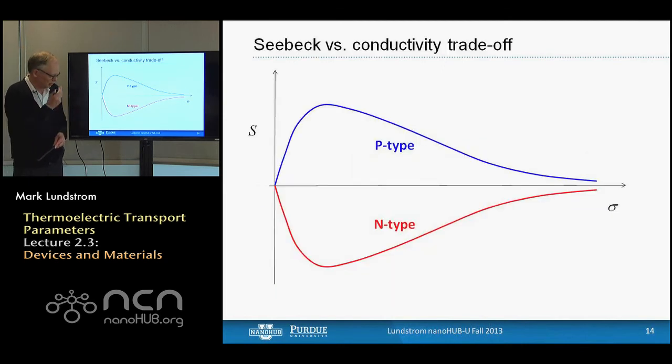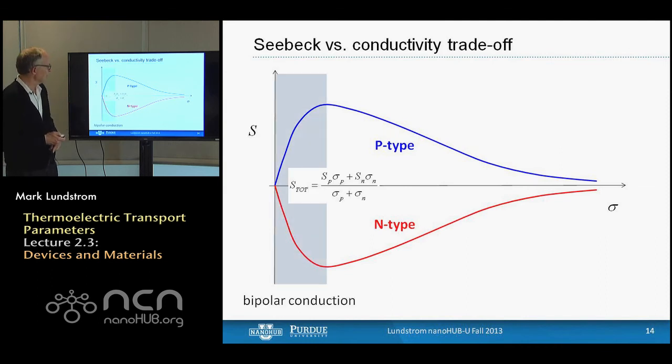So this is what a typical curve might look like. If we plot Seebeck coefficient versus conductivity, for a P-type material, the Seebeck coefficient is positive. For an N-type, it's negative. There is this region where the conductivity is very, very low, say I have an intrinsic semiconductor where the Fermi level is near the middle of the band gap, I have both electrons and holes contributing to the current and to the Seebeck coefficient. And since the Seebeck coefficients are negative for electrons, positive for holes, they cancel each other out and I get a small Seebeck coefficient in that regime.